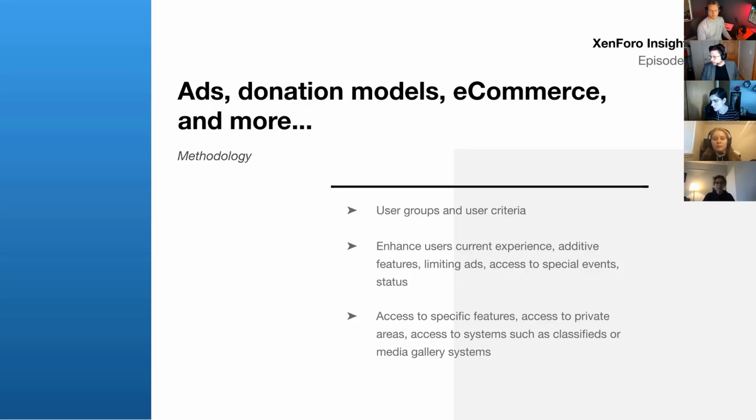But for example, a group you set up called donors, and anybody who's made a donation in the past, they get access to that donor group. And maybe all it is is a little badge on their profile. Maybe it doesn't gain them any special access or anything like that.